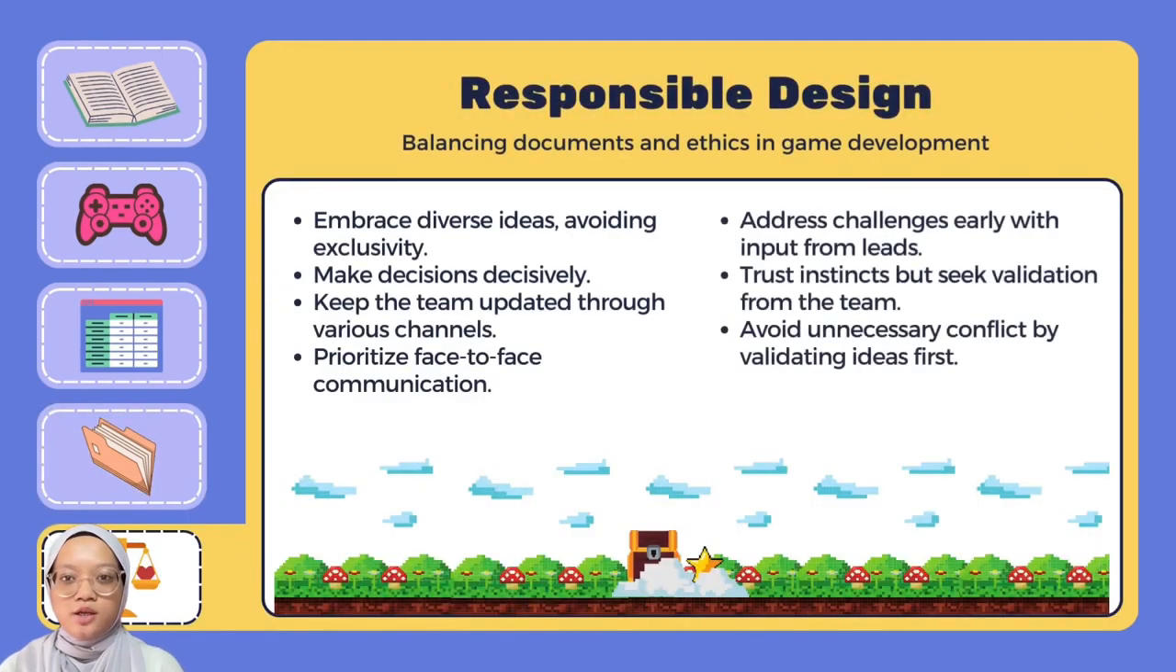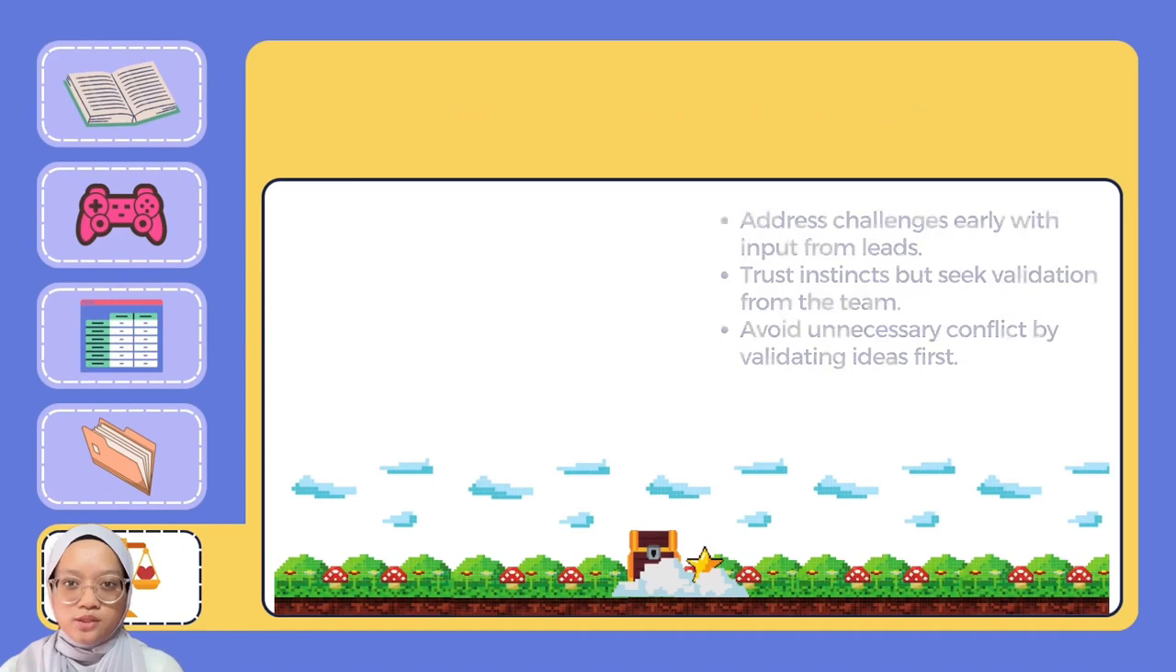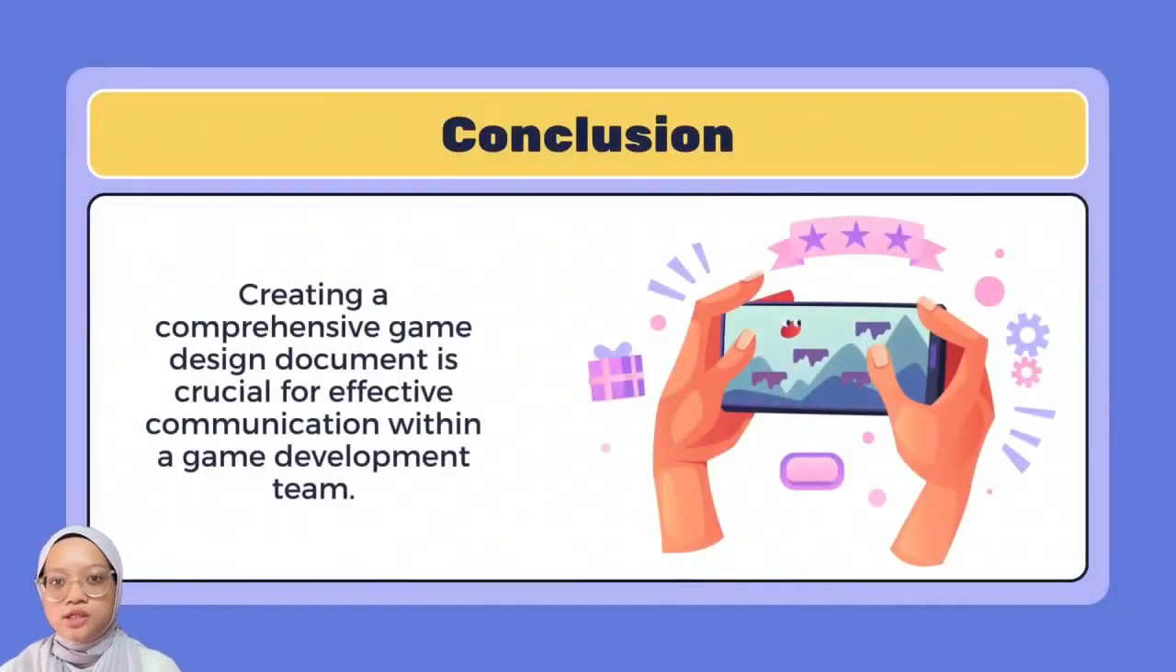Responsible design. On pages 89 and 90, it mentions balancing documents and ethics in game development. The advice provided may seem like common sense, but it stressed that common sense is not always common in practice. As a conclusion, creating a comprehensive game design document is crucial for effective communication within a game development team.